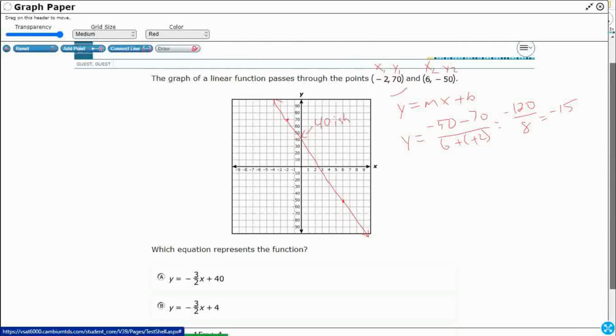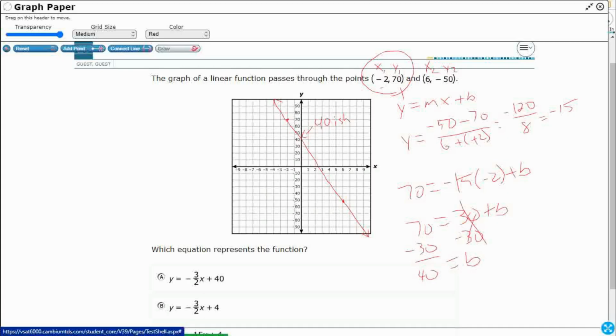So what we need to do is we need to grab one of these points and just plug them in, right? So into our slope-intercept form. So my y is going to be 70. We just figured out our m is negative 15. Our x is going to be that negative 2 plus b, and then I can simplify and solve for b. So 70 equals negative 15 times negative 2, 30 plus b. Using the properties of operations, we're going to subtract 30 from both sides. So it is 40.